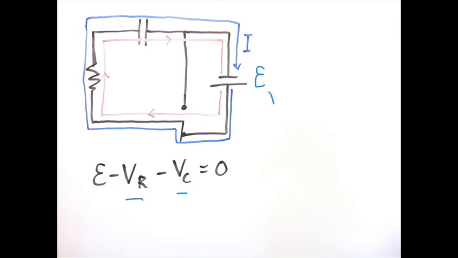If this were, say, a 9-volt battery, well, at any particular moment, the resistor and the capacitor together would have to be using 9 volts. So maybe at some particular moment, the resistor is using all 9 volts. At that moment, the capacitor is using 0. All right, maybe a little bit later or at some other time, the resistor is using 7 volts. At that moment, the capacitor is using 2. Okay, so whatever those individual voltages are at some particular moment, they have to add up to the EMF of the battery. So that's really all I'm saying with this equation here.